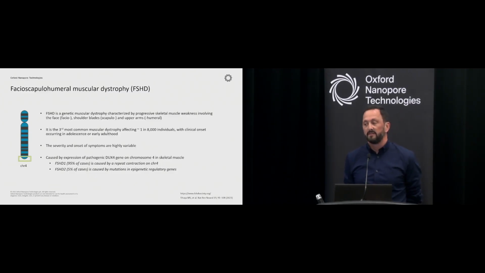So the pathogenic gene in this case is called DUX4, and it's located on chromosome 4 right at the telomeric end, in a really challenging region of the genome, and also in this repetitive microsatellite region called D4Z4. It has two types. FSHD1 is caused by the repeat contraction in this region, and that's about 95% of cases. FSHD2 has the same clinical phenotype, but a different regulatory pattern and a different genetic mechanism, caused by variants in epigenetic regulatory genes and methyltransferases.